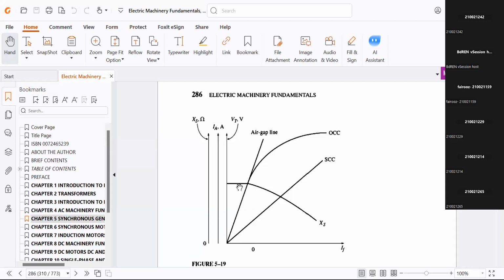No. For two linear lines, if you take the ratio of two linear lines, that is always constant, right? Do you know the ratio of two straight lines is constant?